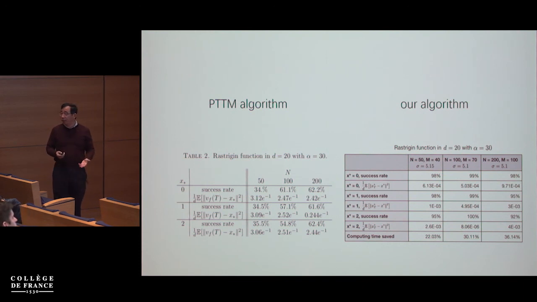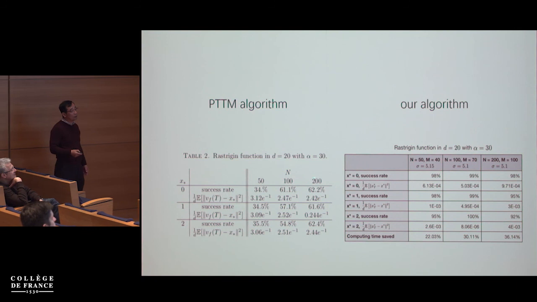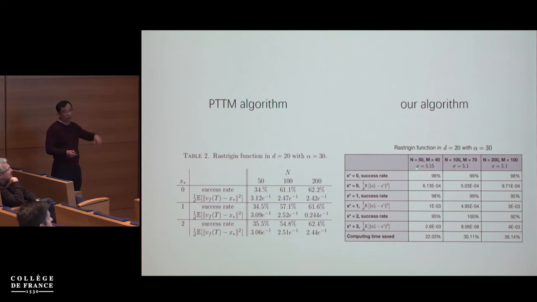So you only compare the success rate. If D is 15, their method is 30%, 34%. With 200 particles, 60%. In our algorithm, we just get rid of this bar. Then, for the same parameters, most of the time it's correct, 98% to 99%.